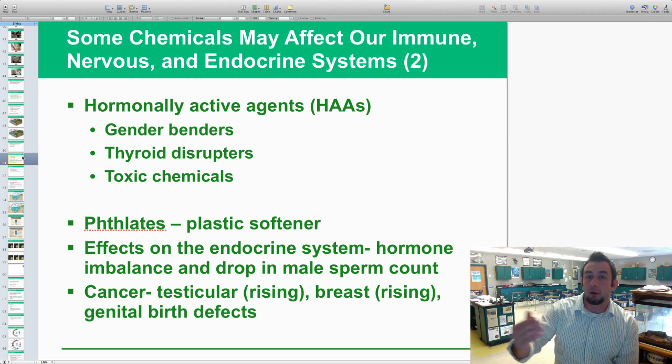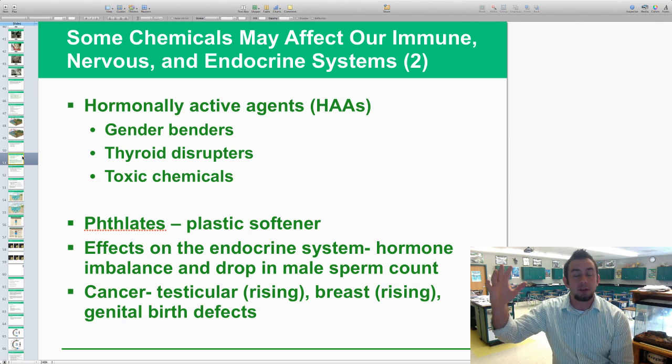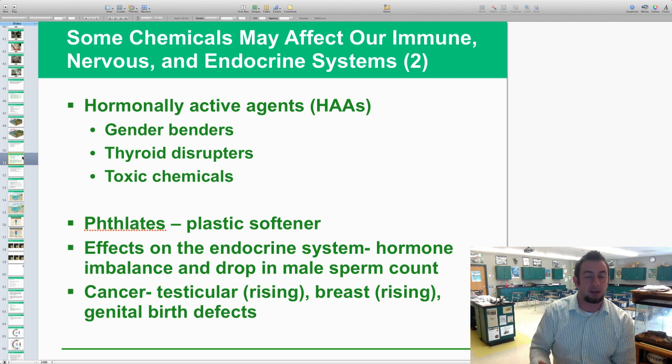So I know they're at low levels, but if they go to the extremes and build up in our system, that can cause major problems for organisms and maybe even humans. Other effects of these hormonally active agents are imbalance and a drop in male sperm count, which can cause problems in reproduction. Also, cancers have been attributed to them. Testicular cancer is on the rise, breast cancer is on the rise, and even genital birth defects could be attributed to these different hormonally active agents.